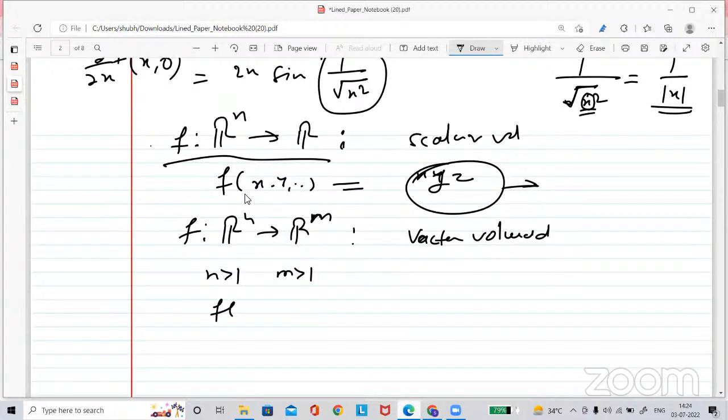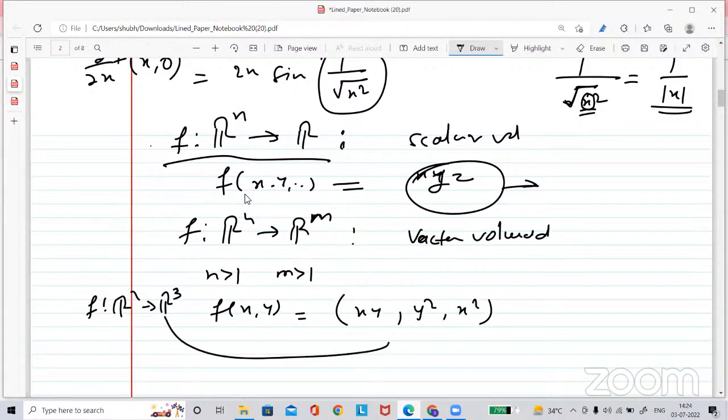So for example, suppose f is from R^2 to R^3, so this function is going to be xy, y square, x square. As you can see, you get 3 coordinates in the output, and as this is R^2, 2 coordinates are for the input. So this is called a vector valued function.